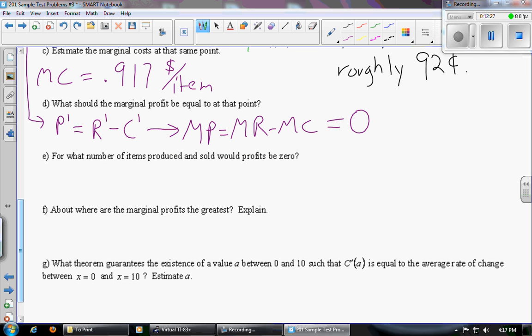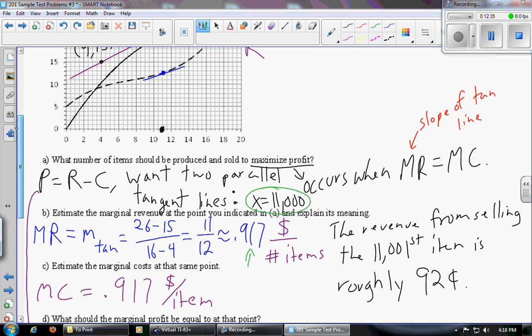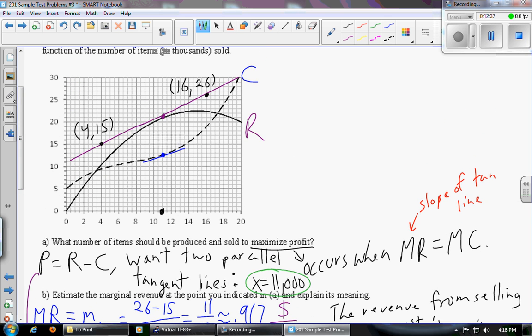E, for what number of items produced and sold would profits be 0? Okay, I think this question is a lot easier than the ones we've just finished. If we want the profits to be 0, that means we need the revenue and the cost to be equal to each other. So can you look up at this picture and find any places where the revenue and the costs are equal? And the answer is, yeah, there's a couple of points actually. One of them is right here.